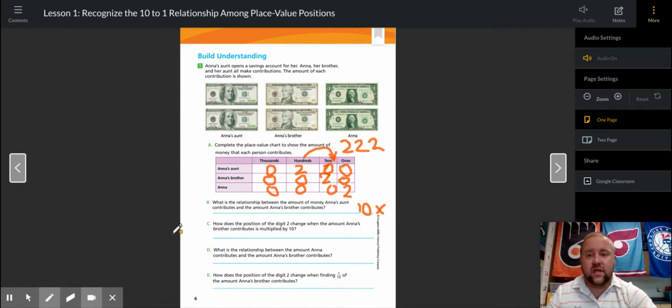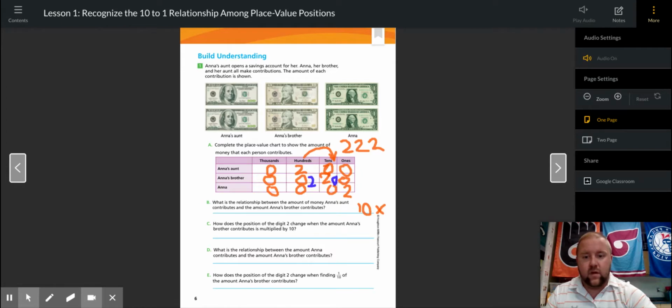Now it says for part C, how does the position of the digit 2 change when the amount Anna's brother contributes is multiplied by 10? Well, again, if we took 20 and we multiplied it by 10, okay, now every time you multiply by 10, the digit moves over one place. Okay, so it wouldn't be 20 because 20 times 10 is 200. So there would be a 2, and I'll change the colors I'm using just so it doesn't get too confusing. The 2 would end up being here in the hundreds place, and then we would have 0 tens to go with there. All right, so again, anytime you multiply by 10, your digit's going to move over to the next place value column.